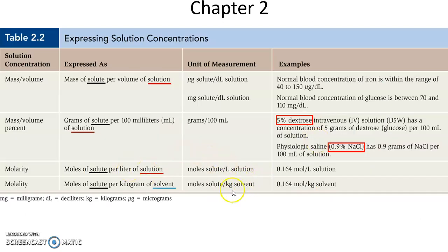So we won't do much math in this course, but we will see things like mass over volume. The amount of iron in blood should be 40 to 150 micrograms per deciliter. We'll see mass over volume. So you'll say we have a solution that's 5% dextrose. That means there's 5 grams of dextrose per 100 milliliters of solution. And we might talk a little bit about molarity and molality. Again, you need to just remember what these mean, but we're not going to really do any math involved with them.